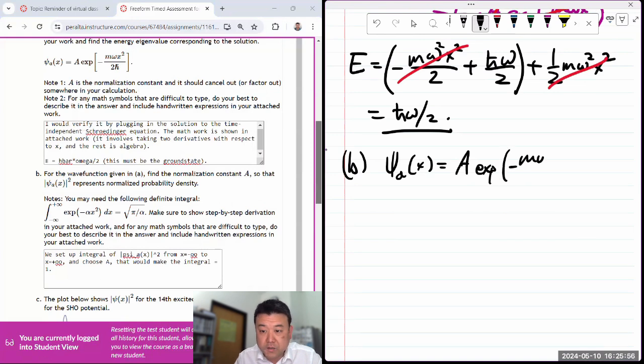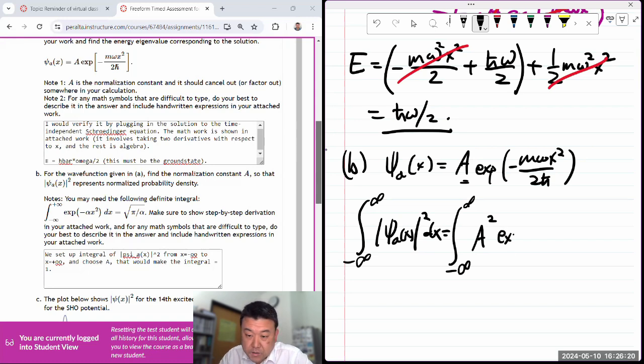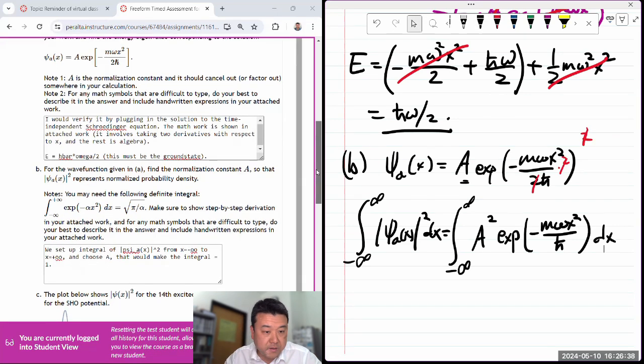And because it's a real function, the absolute value squared doesn't actually do anything complicated. So the integral from negative infinity to infinity of psi A of x squared dx is equal to the integral from negative infinity to infinity of A squared, and I'm going to assume A is real and positive, times the exponential of minus m omega x squared over h bar. Because the exponential is squared, that factor of 2 cancels the one in the exponent. So for this dx, this is where I think we need the definite integral formula.